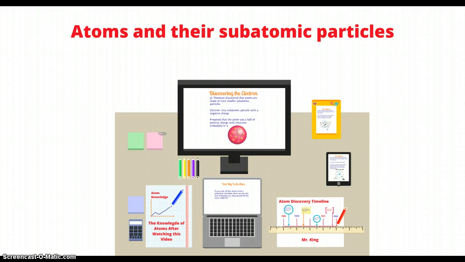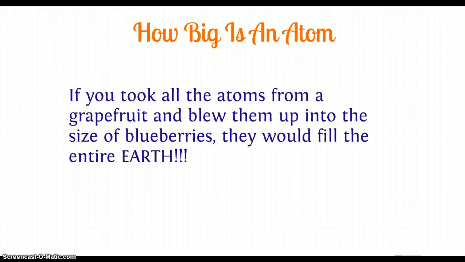But if you break it down, sub just means inside, like submarine means inside the water, marine means water. So subatomic means inside the atom. And so these are the pieces of things inside the atom that make up the atom. Once again, how big is an atom? They're tiny. If you took all the atoms from a grapefruit and blew them up into the size of blueberries, they would fill the entire earth. Okay, so there are these really, really tiny things that if you made the size of a blueberry, they could fill our entire planet. Okay, so that gives you an idea of how tiny they are.